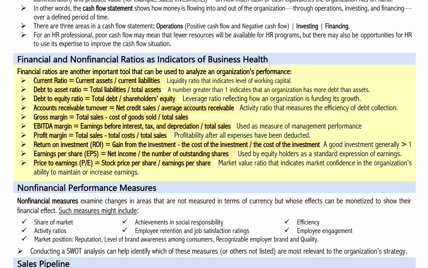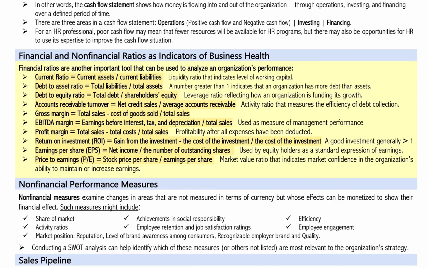Debt to equity ratio equals total debt divided by shareholders' equity, a leverage ratio reflecting how an organization is funding its growth. Accounts receivable turnover equals net credit sales divided by average accounts receivable, an activity ratio that measures the efficiency of debt collection. Gross margin equals total sales minus cost of goods sold, divided by total sales. EBITDA margin equals earnings before interest, tax, and depreciation divided by total sales, used as a measure of management performance. Profit margin equals total sales minus total costs, divided by total sales, showing profitability after all expenses have been deducted.